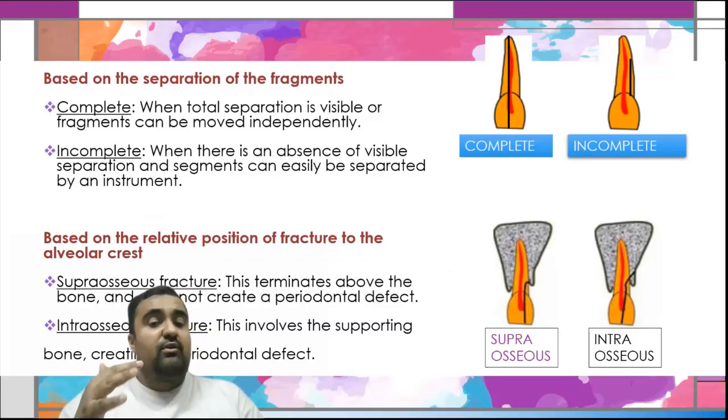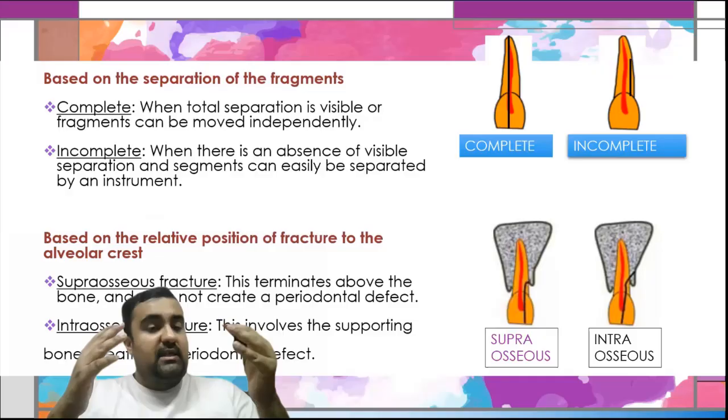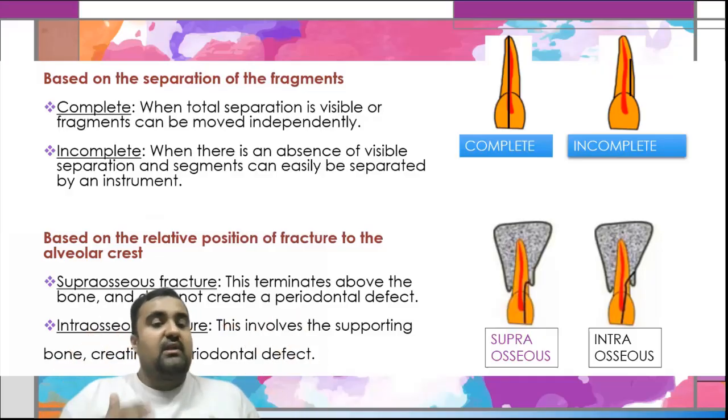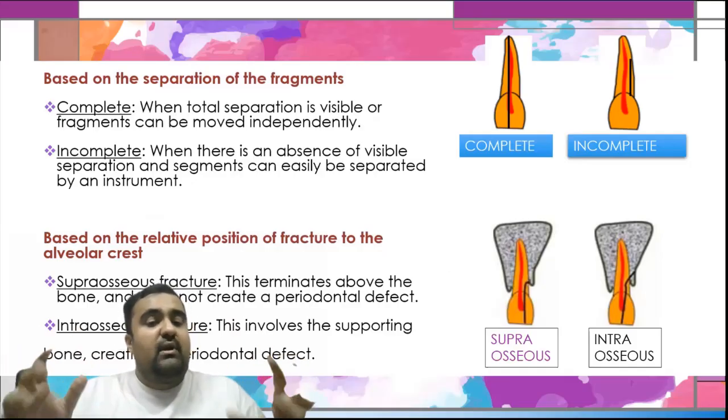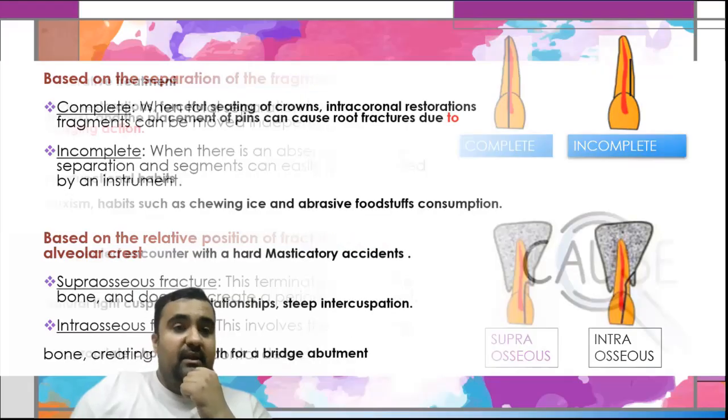Based on the relative position of the fracture to the alveolar crest, it can be classified as supraosseous or intraosseous. Supraosseous: it terminates above the bone and does not create a periodontal defect. Intraosseous: it involves supporting bone and creates a periodontal defect.